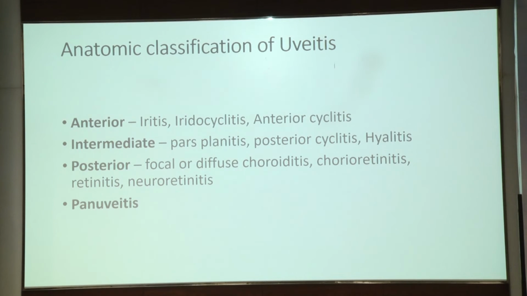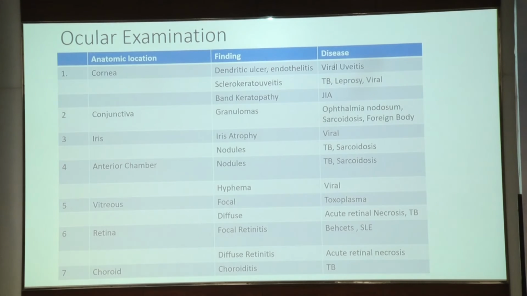Intermediate uveitis in the form of pars planitis or posterior cyclitis, and posterior disease in the form of choroiditis, chorioretinitis, or when all the parts of the eye are involved, which is panuveitis. Also, as these two things complement each other, as we are looking at the patient, we are asking specific history, and similarly, we are looking for certain signs when we are examining the patient. From front to back of the eye, we will go in and look for the various things.